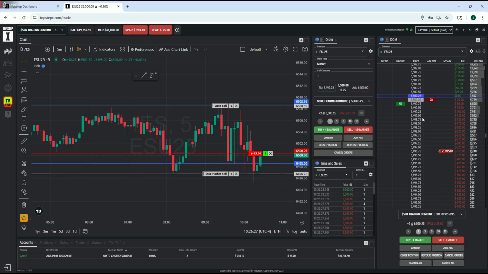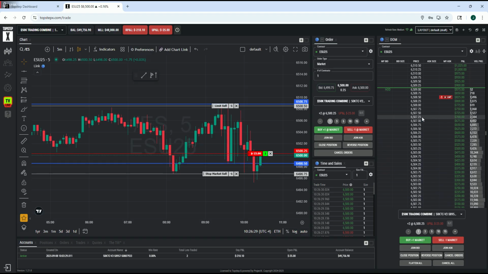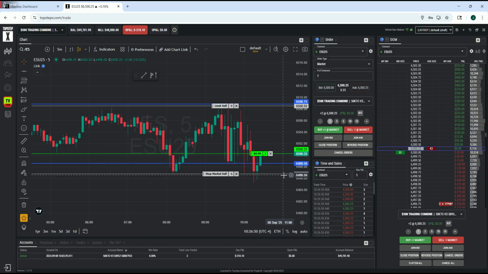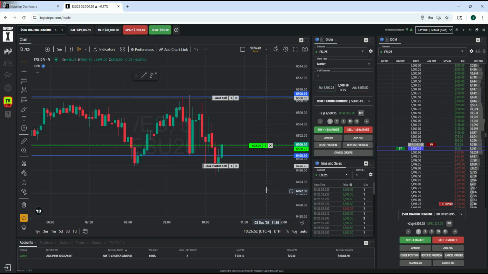Is this 2? Or can I see my entry? I don't know what this means. I don't know if this is trade 2. I can't move it. Okay.